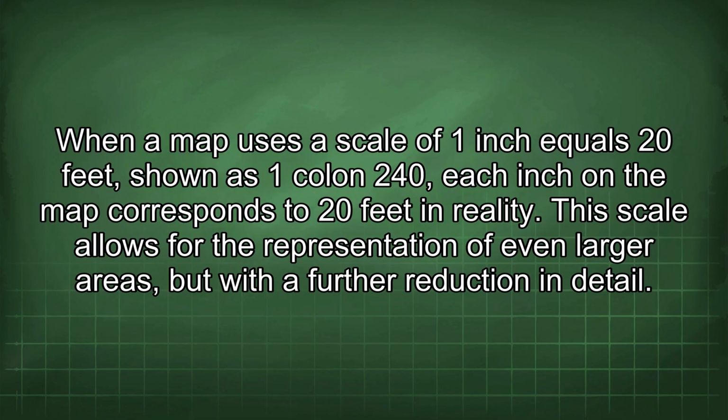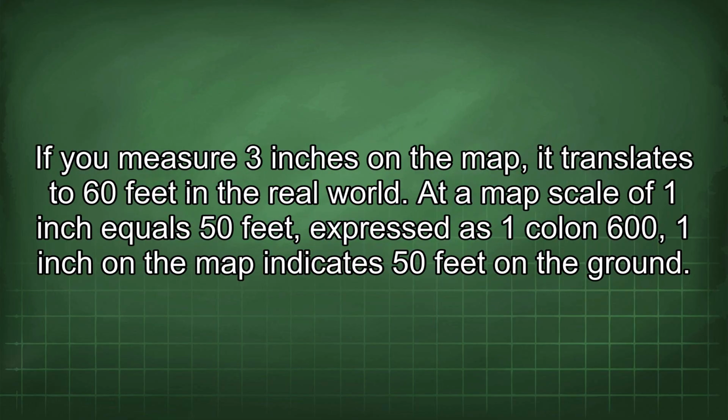When a map uses a scale of 1 inch equals 20 feet, shown as 1:240, each inch on the map corresponds to 20 feet in reality. This scale allows for the representation of even larger areas, but with a further reduction in detail. If you measure 3 inches on the map, it translates to 60 feet in the real world.